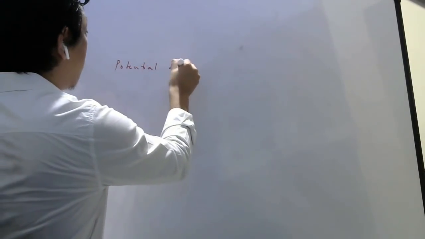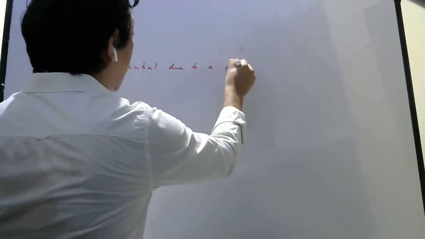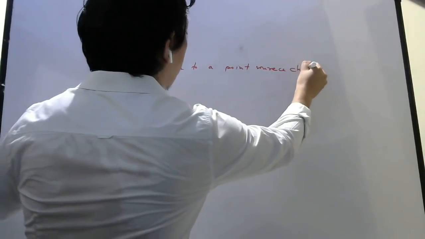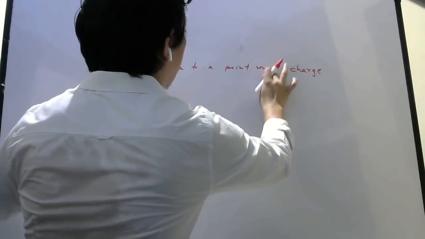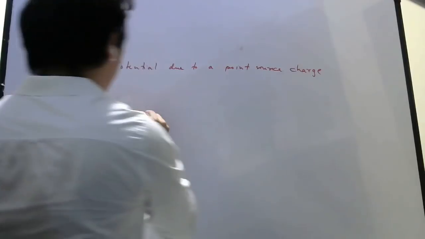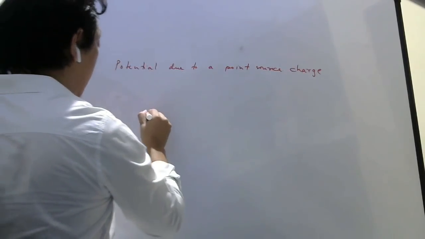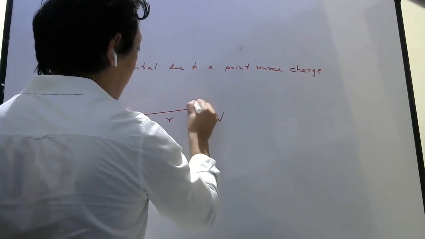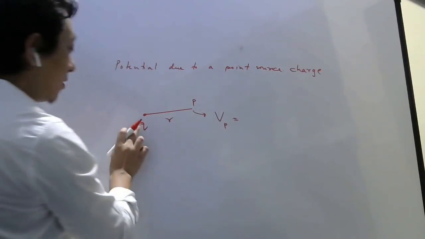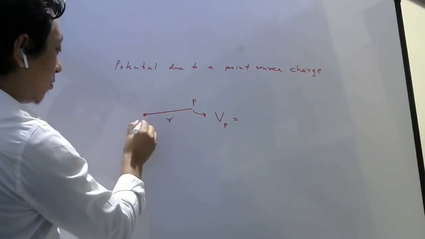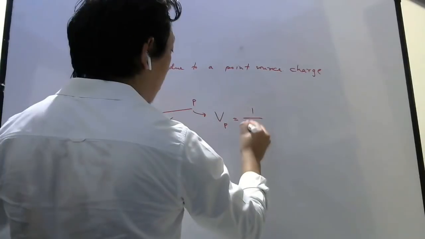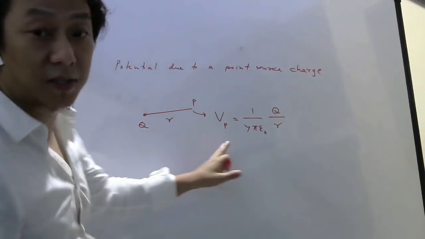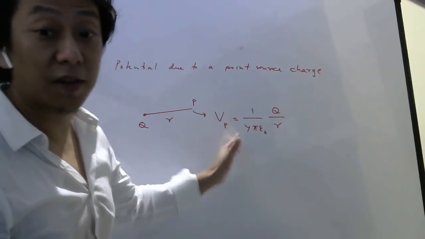Potential due to a point source charge. If you have a source charge Q at a distance R, potential at the point P, let us say, depends only on the source charge. If you call it capital Q, no problem. Then what was the formula? 1 by 4 pi epsilon naught capital Q by R. This derivation, as I told, will come for 5 marks. We have done this already.